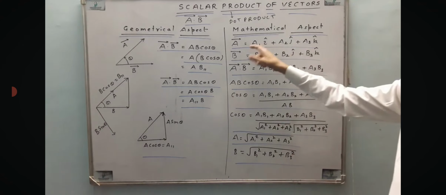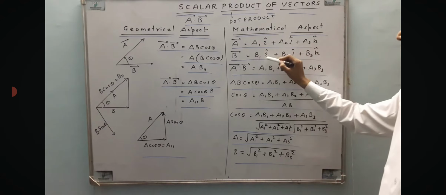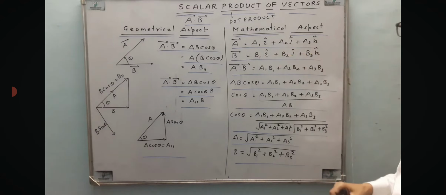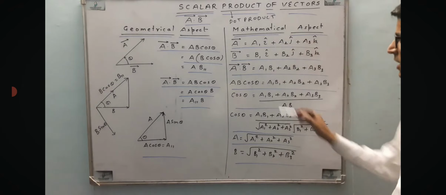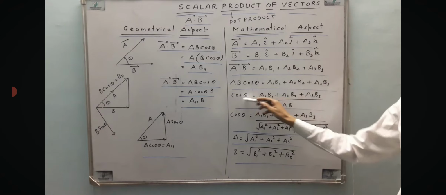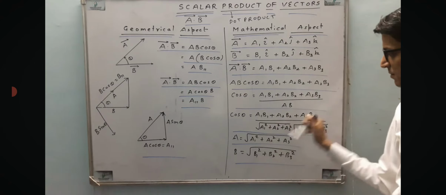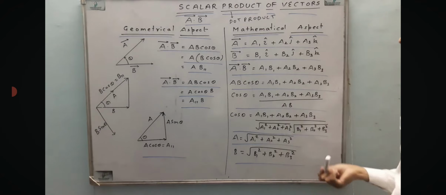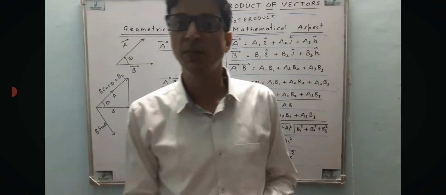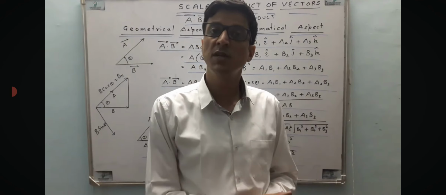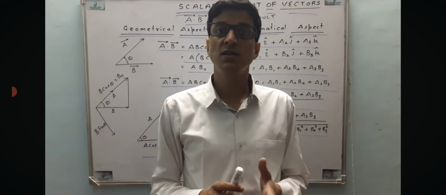Let vector A be equal to a1 i cap plus a2 j cap plus a3 k cap, and vector B be equal to b1 i cap plus b2 j cap plus b3 k cap. Then A dot B is defined as a1b1 plus a2b2 plus a3b3. A dot B is AB cos theta. So cos theta will be (a1b1 plus a2b2 plus a3b3) upon AB. A is the magnitude of vector A, and we know that the magnitude is root under a1 square plus a2 square plus a3 square, and the magnitude of vector B will be b1 square plus b2 square plus b3 square under the root. So in this way you can analyze the scalar product.